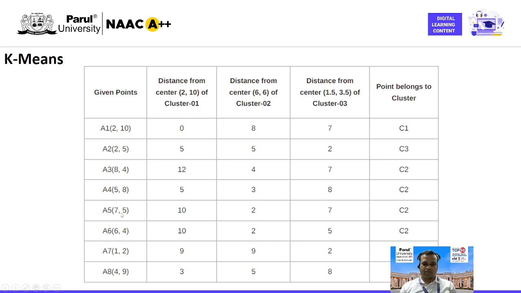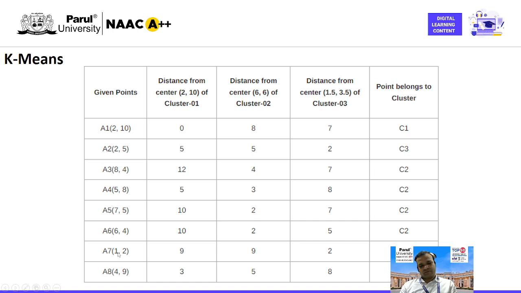For A5, we calculate the distances: A5 C1 is 10, A5 C2 is 2, A5 C3 is 7, so the minimum is C2. A5 moves to cluster number 2. For A6: C1 is 10, C2 is 2, C3 is 5, which is minimum at C2. So A6 moves to cluster number 2.